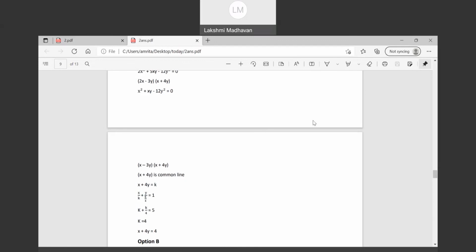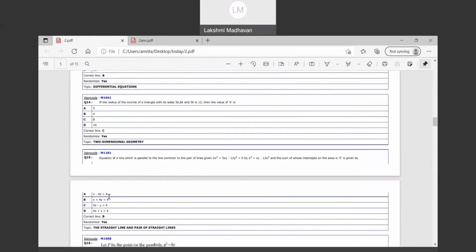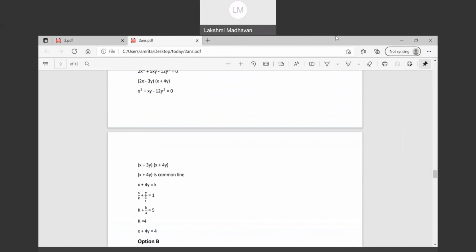So what will be the equation? We have found the common line as x plus 4y and the value of k as 4. So this equation can be written as x plus 4y equal to 4. So that's the correct option, x plus 4y equal to 4. That's option B. So I think almost all the questions that we were discussing today were okay.